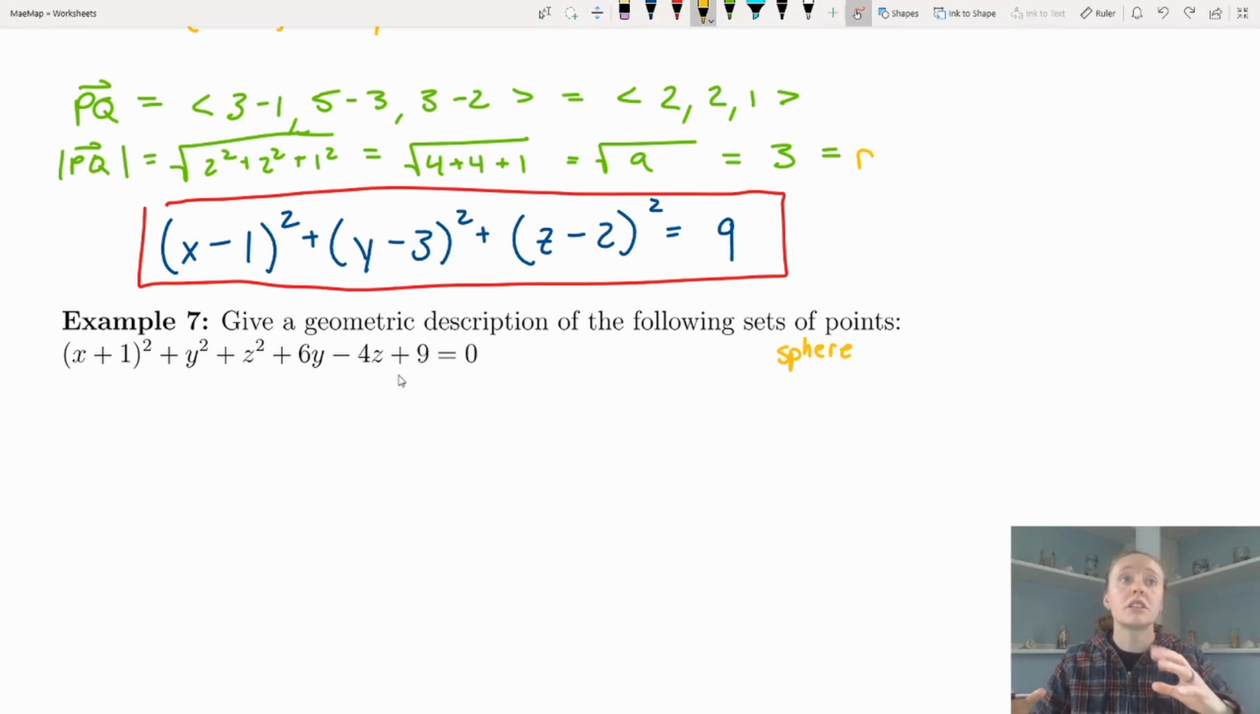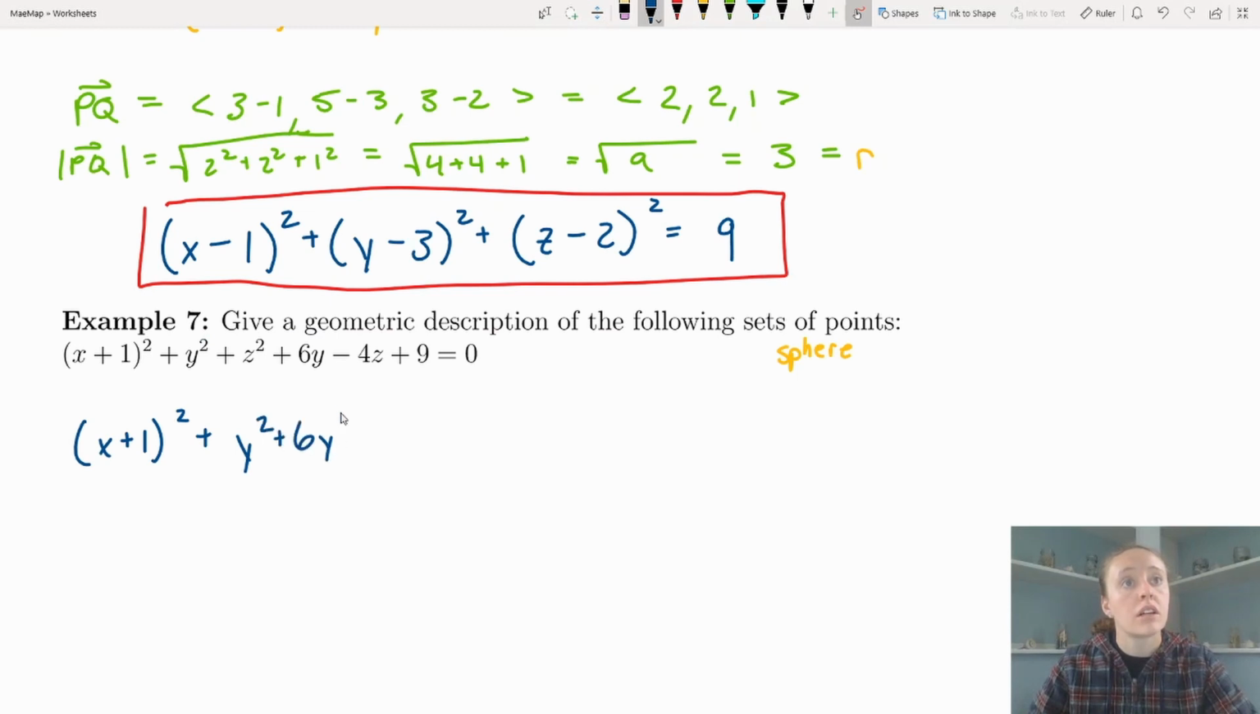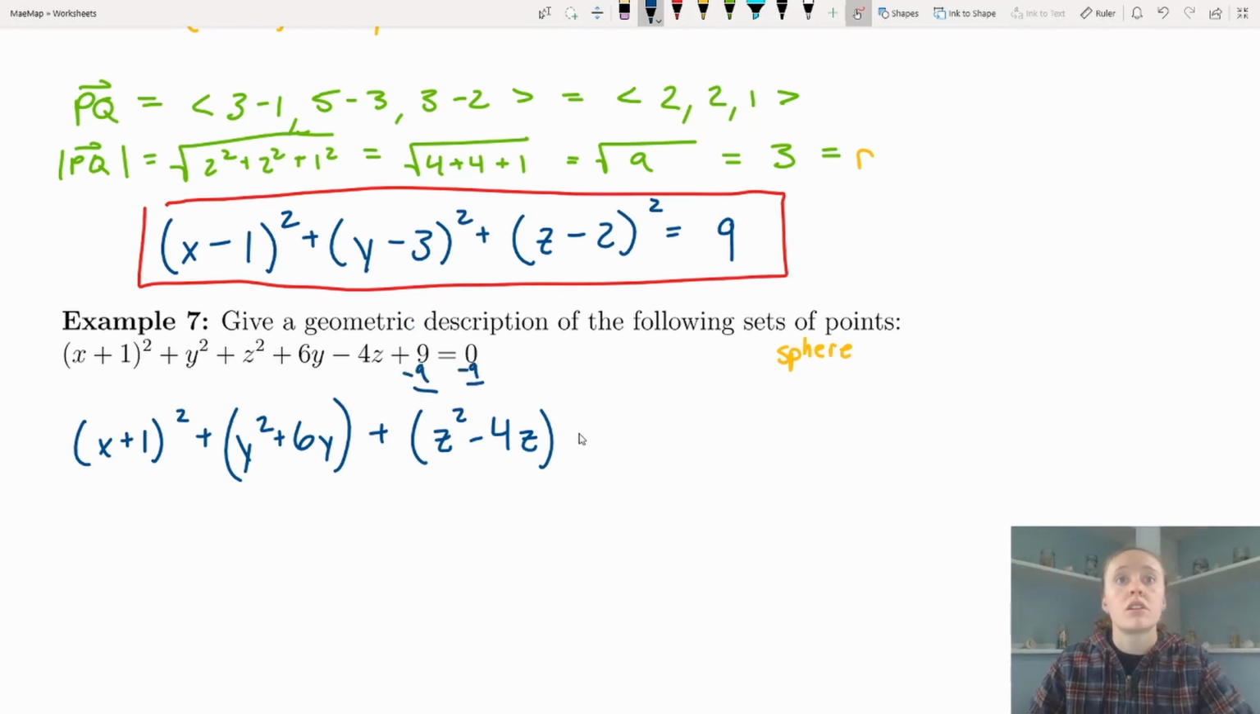So what I'm going to do is group my terms together, my x's, my y's, and my z's together. So I'll leave x plus 1 squared alone because that's already grouped together. But I'm going to write y squared with 6y and group those together. And then I'm going to write z squared with negative 4z and group those together. And then I have this 9. I'm going to move that to the other side of my equation. So that's going to be equal to a negative 9.